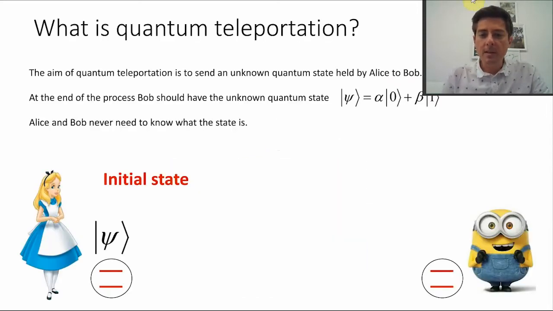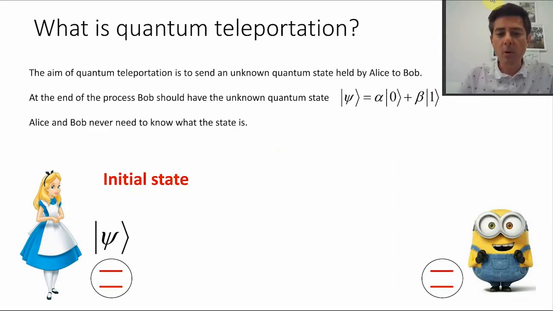Let me first give you an idea of what quantum teleportation actually is. The idea here is to teleport an unknown state from Alice. There are two people involved here, Alice and Bob. They are both in possession of some qubits, so two-level systems. Initially, there's some quantum state which is held by Alice, and the idea is that this state should end up at Bob's side at the end of the process.